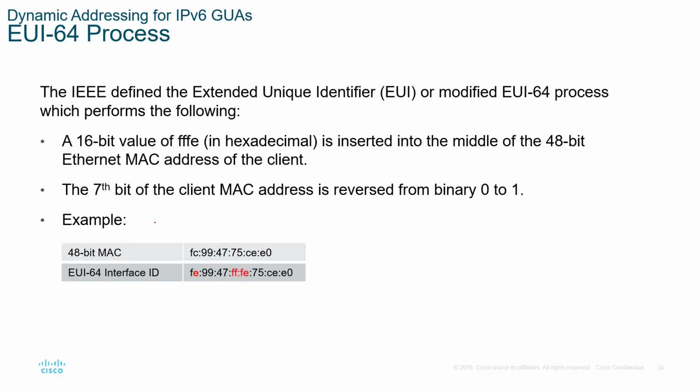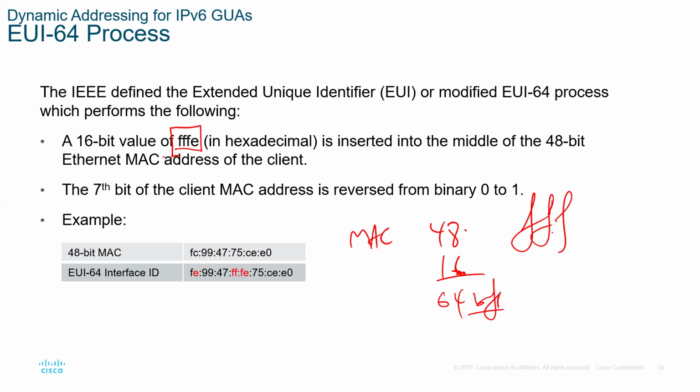This is how the EUI-64 process works. The random one explains itself. It's just software which comes up with a random IPv6 address. The IEEE defines the extended unique identifier, which performs the following: a 16-bit value. So, we mentioned that the MAC address is 48 bits. There is an addition of 16 bits which is needed so that we have 64 bits, the interface ID. So the 16-bit value which is being added is FFFE, obviously in hexadecimal. It is inserted into the middle of the 48-bit MAC address.